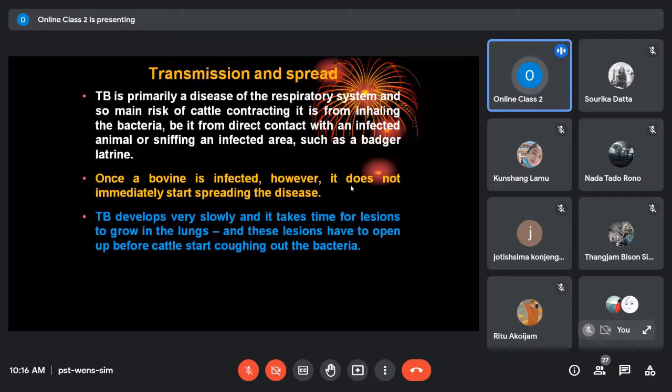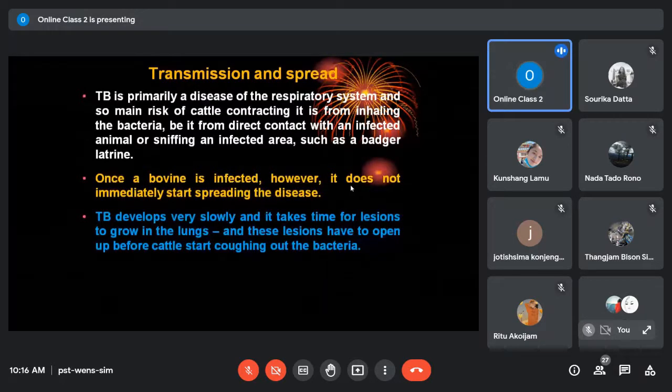So the main risk for cattle, as far as the animal is concerned, is contracting this infection mostly from inhaling the bacterial organism, that means Mycobacterium bovis, and maybe from direct contact with an infected animal, or sniffing an infected area such as a badger latrine. Okay, and through contamination. This disease develops very slowly, and it takes time to grow lesions in the different organs, mostly in the lungs.